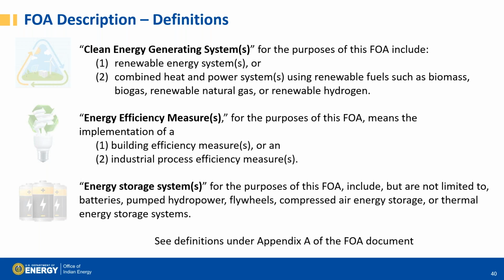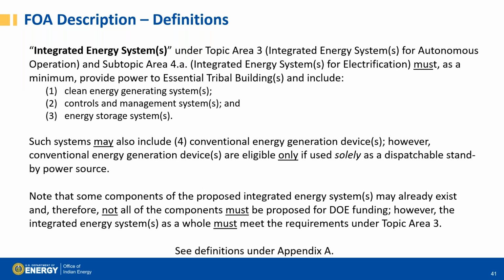Next slide, please. So an integrated energy system under topic area 3, which is for integrated energy systems for autonomous operations, i.e. microgrids, if you will, and subtopic area 4A, integrated energy systems for electrification, must, as a minimum, provide power to essential or unelectrified tribal buildings, depending on the subtopic area, and include a clean energy generating system. Remember, it's either renewable or combined heat and power using renewable fuels. Must include control and management systems and energy storage.